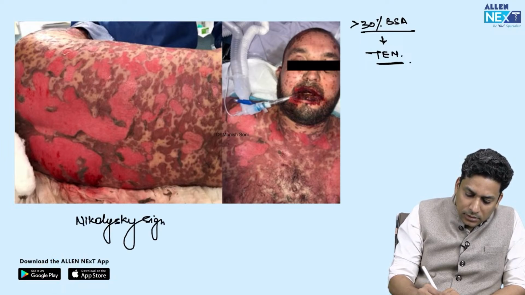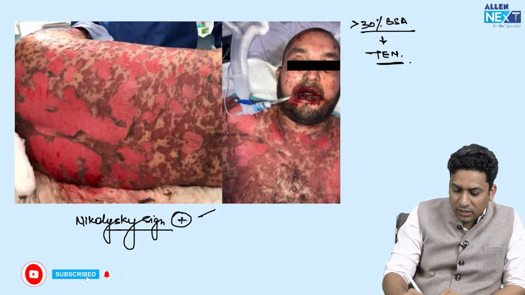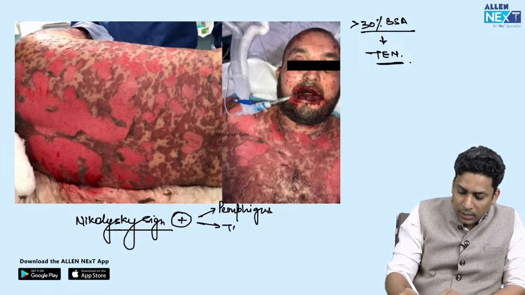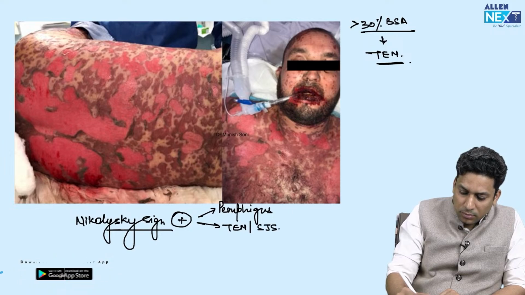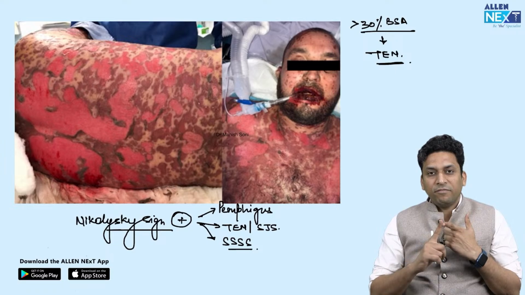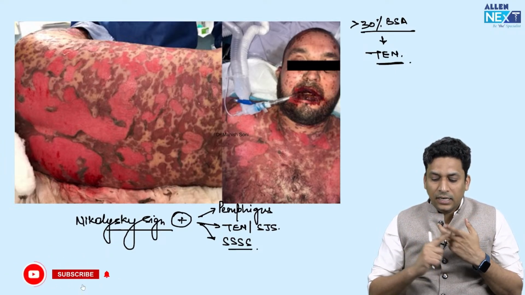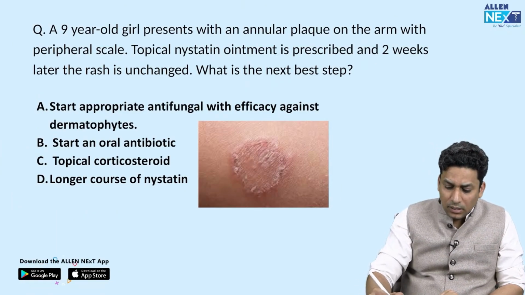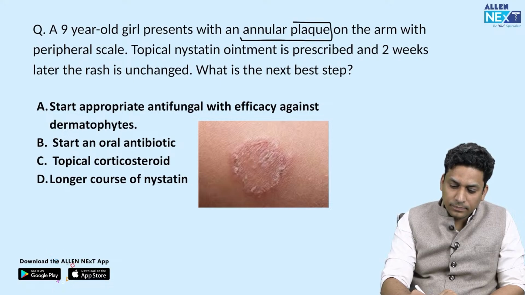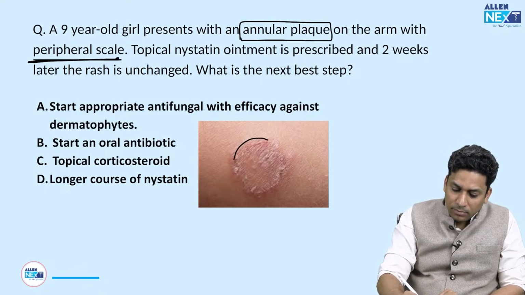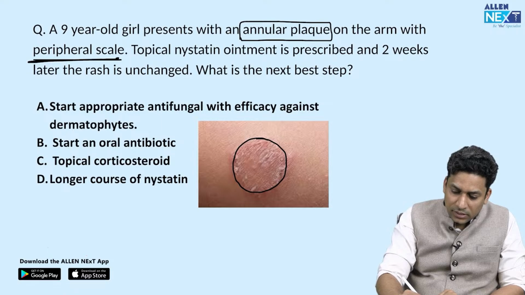Nikolsky sign is also seen positive in other conditions like pemphigus, TEN, Stevens-Johnson syndrome, staphylococcal scalded skin syndrome. So these are a few conditions which you can remember when Nikolsky sign is seen positive. A 9-year-old girl presents with annular plaque with peripheral scales. So there is annular, annular means ring-like with scales at the periphery.